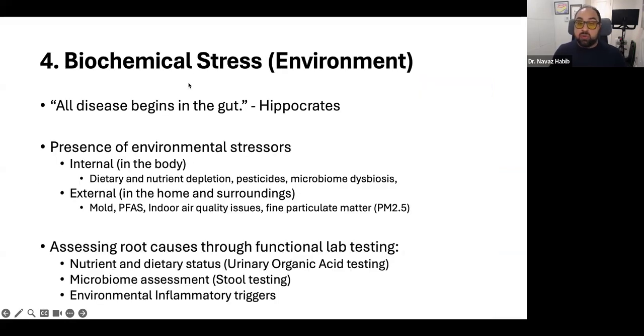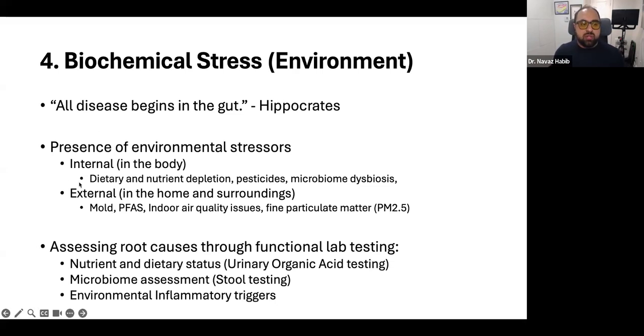Now, the last one, and this is where functional medicine does really well, is biochemical stress, looking at the internal and external environment. Hippocrates famously said that all disease begins in the gut. This is huge because this is where all of our toxins enter. This is where all of our food enters. Our nutrients generally get in through our gut. It is the most important interface that we have with the outside world, and yet it's also where the most toxins can enter.